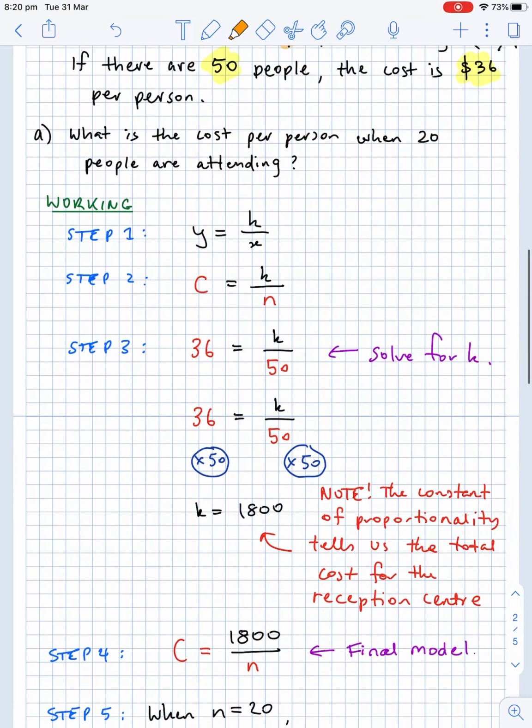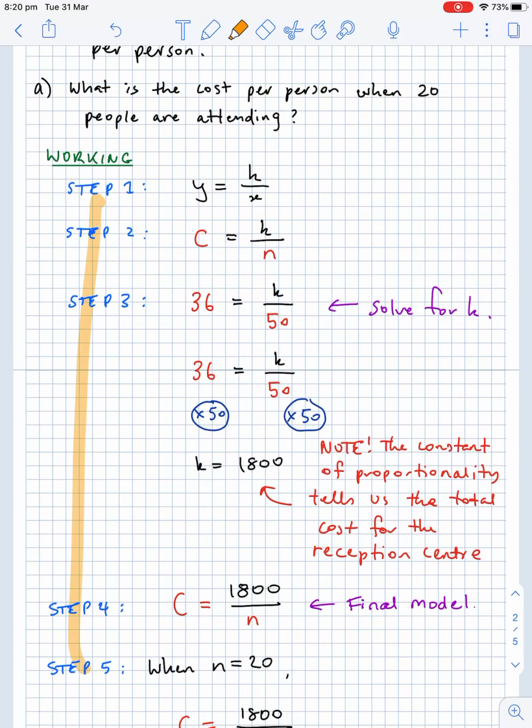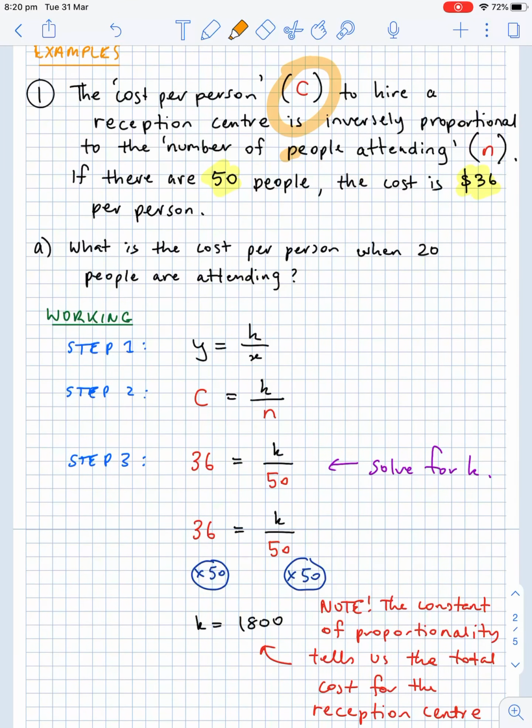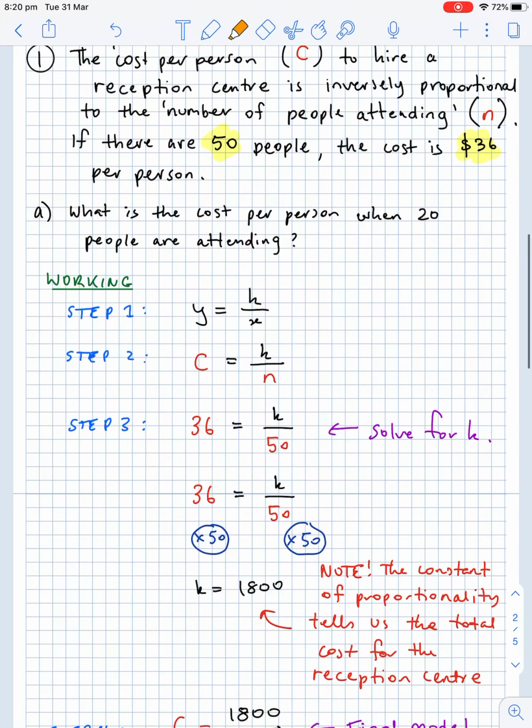So the way that we do this question is to work through these 5 steps. So step 1, y equals k over x. Step 2, well, our c is inversely proportional to n. So let c, your first letter, be your y. And here we've got n, so our x is going to be our n in this case. So that's step number 2. Change your x and y to better letters for this situation.